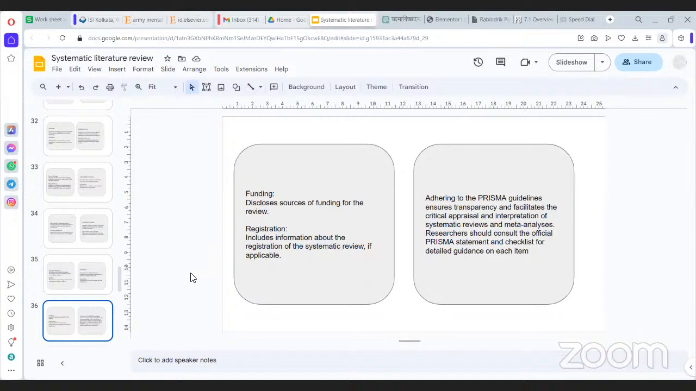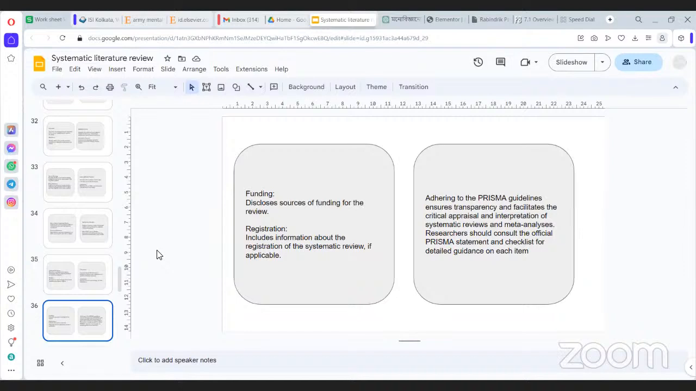Sir, this Prisma model, could it be used only from the medical perspective? Yeah, this is particularly for the systematic literature review. We are following the Prisma model. Sir, in my case, it cannot be used, what I feel. No. In your case, you are not following the Prisma model, but whatever the suggestions they have mentioned, please follow as much as possible.